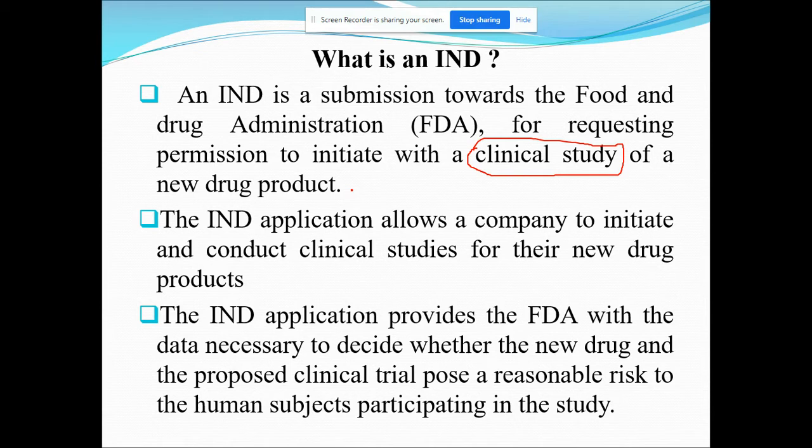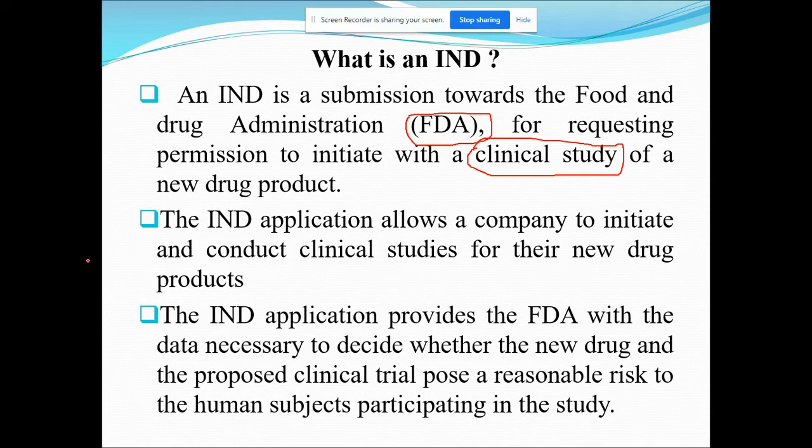रेग्युलेटरी बॉडीकडे आपण एक रिक्वेस्ट ऍप्लिकेशन देत असतो जेव्हा आपल्याला आपल्या नवीन प्रोडक्टसाठी क्लिनिकल स्टडी सुरू करायचं असेल. आपल्या नवीन प्रोडक्टसाठी क्लिनिकल स्टडी सुरू करण्यासाठी आपण रेग्युलेटरी बॉडीकडे, इन द सेन्स FDA कडे, एक रिक्वेस्ट ऍप्लिकेशन टाकतो, आणि ते रिक्वेस्ट ऍप्लिकेशन IND म्हणून ओळखले जाते. तर पहिल्या पॉईंटकडे लक्ष असू द्या. IND is a submission toward the FDA for requesting permission to initiate the clinical study of the new drug product.